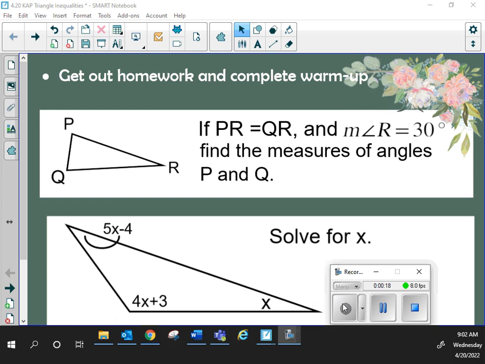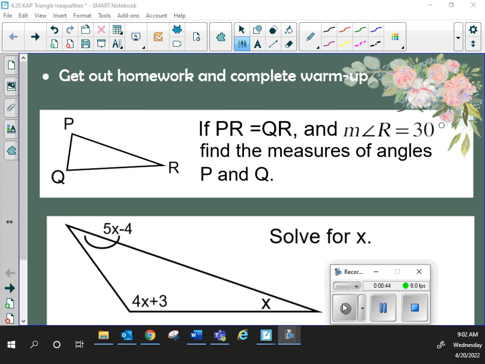All right, looking at the first one: if PR is equal to QR and the measure of angle R is 30 degrees, find the measures of angles P and Q. Okay, so it can be a lot of information. Chunk it into pieces. How can I show that PR and QR are equal, or the same length, on my triangle? Repeat that one more time.